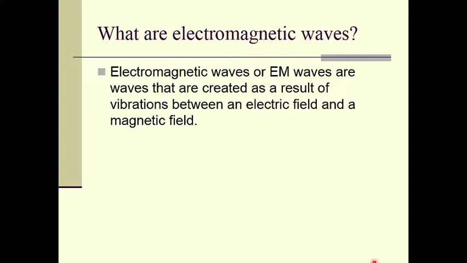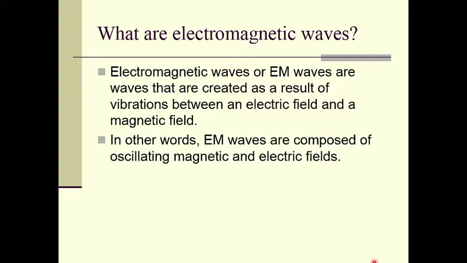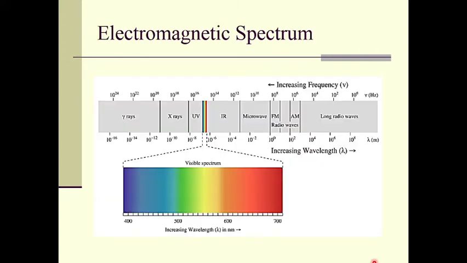Electromagnetic waves or EM waves are the waves that are created as a result of vibrations between an electric field and a magnetic field. In other words, electromagnetic waves are composed of oscillating magnetic and electric fields. So this is the electromagnetic spectrum.